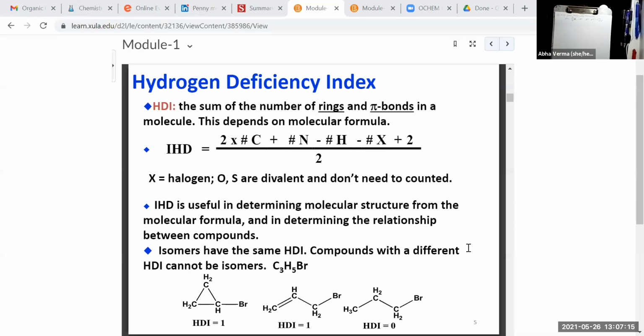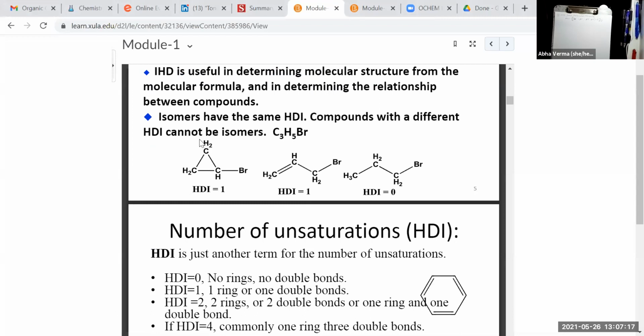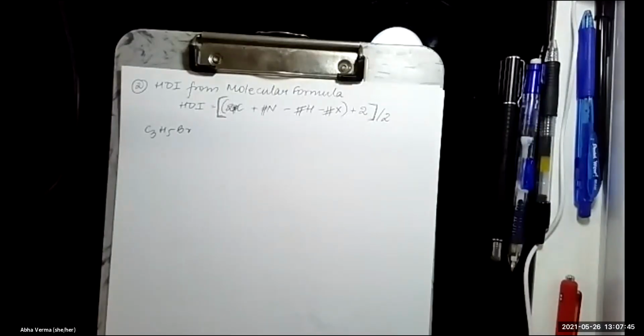So if you look at this slide, and if you were just given the molecular structure, there is a ring here, nothing else, no other pi bonds. So HDI for this molecule is calculated as 1. For C3H5Br, the HDI has to be calculated as 1. So let me write this down, C3H5Br.